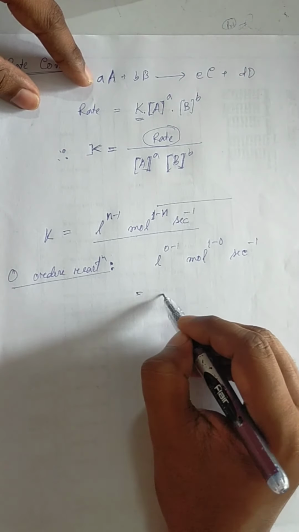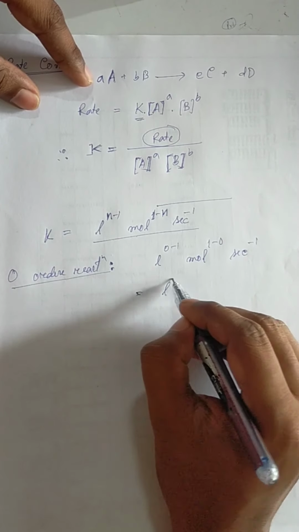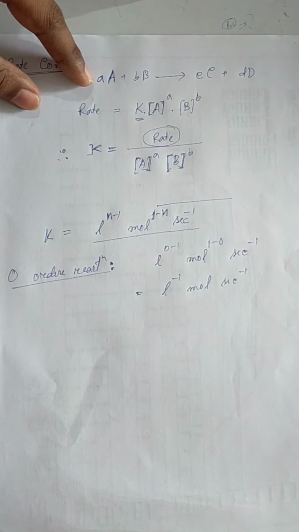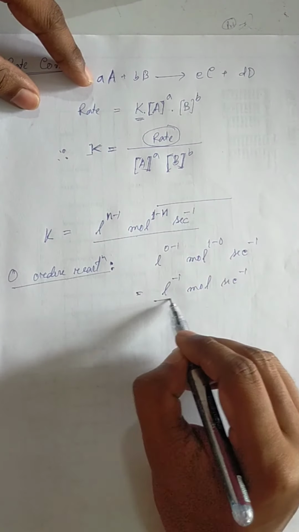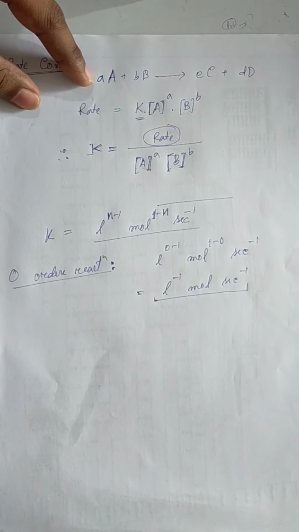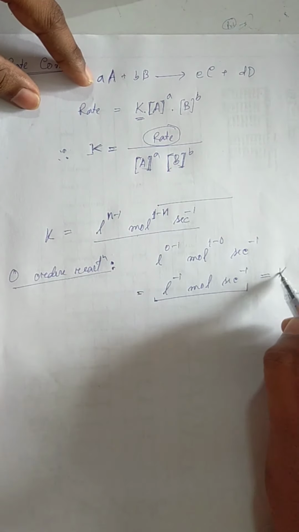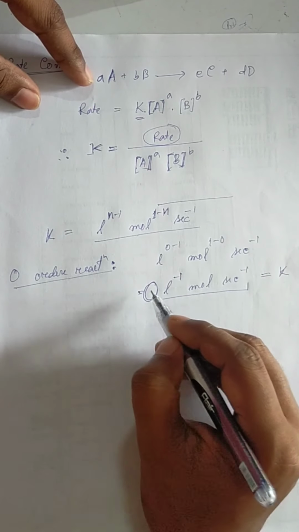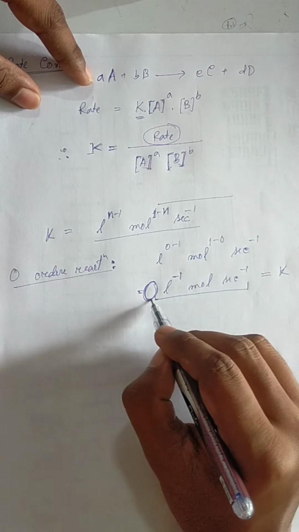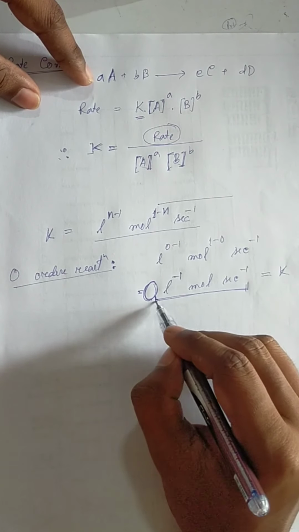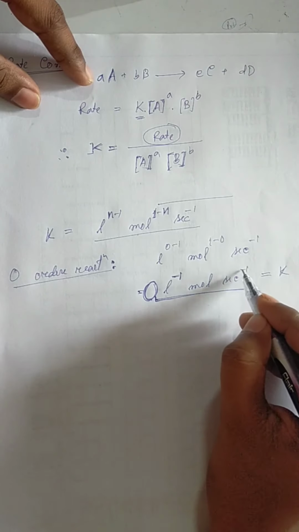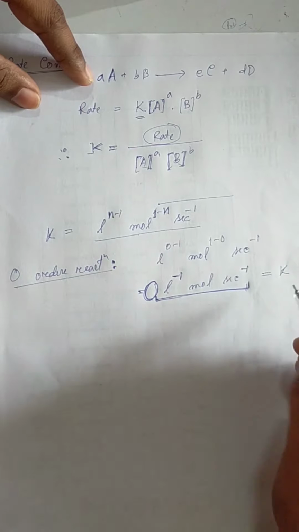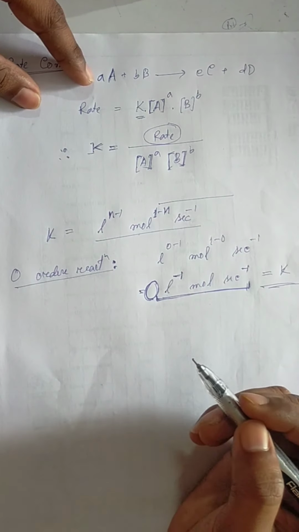So it will be liter inverse mole second inverse. We can directly say that if the rate constant of a reaction is given, and there will be a digit, and the unit is there, and you can see that the unit of the rate constant is this, then you can directly say that this reaction is a zero order reaction.